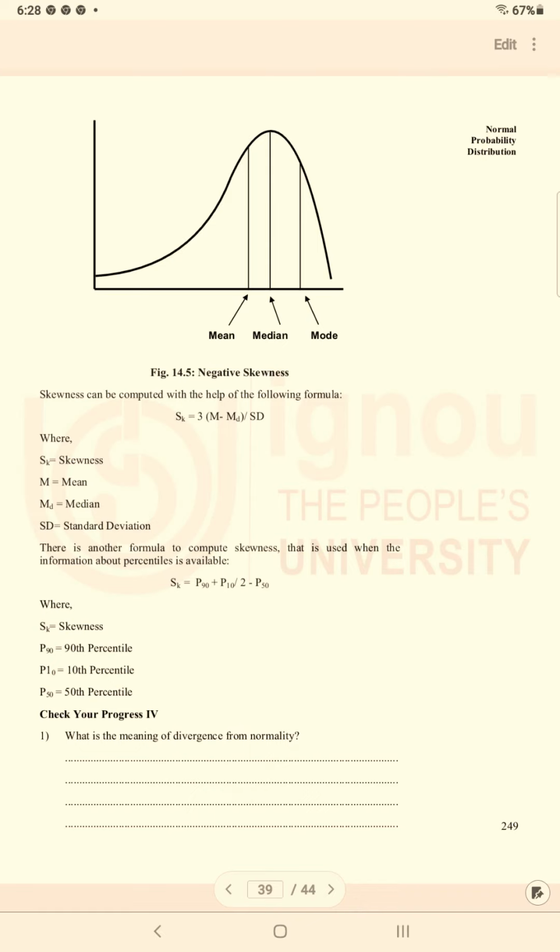Skewness can be computed with the help of the following formula. Sk = 3(M - Md) / SD, where Sk equals skewness, M equals mean, Md equals median, SD equals standard deviation. There is another formula to compute skewness that is used when the information about percentiles is available.